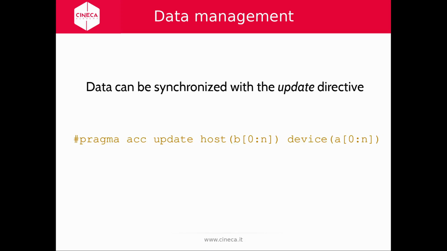Let me finish the data synchronization and data management with one other directive that we forgot, which is update. I think it's pretty evident what it does. It updates the version on the host or on the device of a variable. So you see that the idea is that we have a mapping defined by the names of the variables, and we use these names to update the data on the CPU and on the GPU when needed. Is this part of data management okay for everybody? Okay.